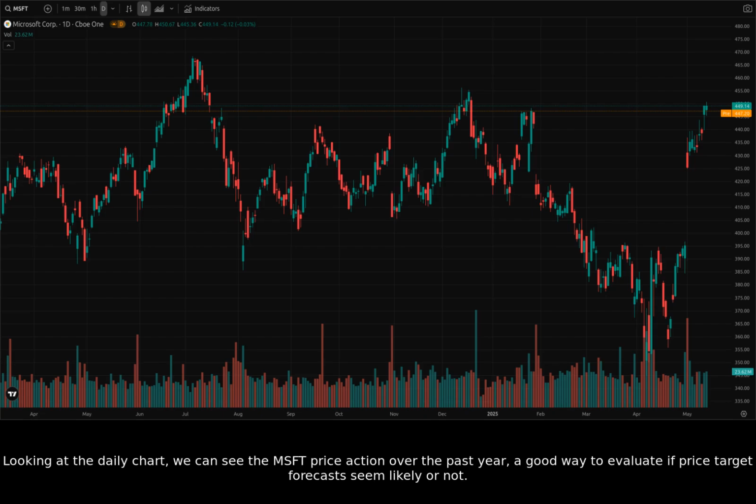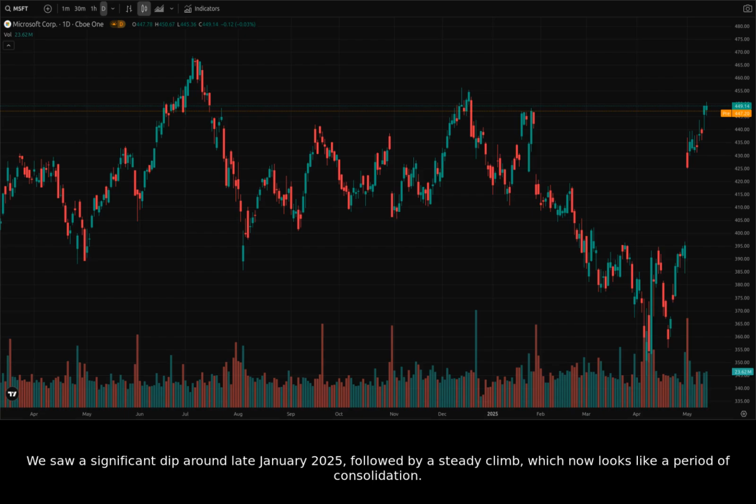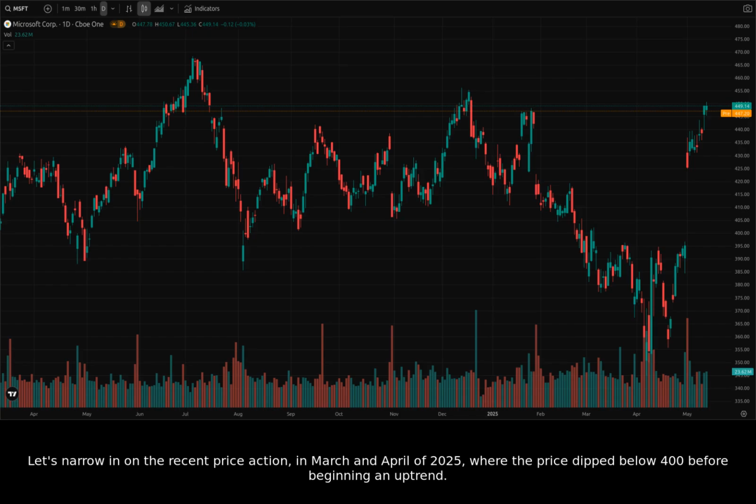Looking at the daily chart, we can see the Microsoft price action over the past year, a good way to evaluate if price target forecasts seem likely or not. We saw a significant dip around late January 2025, followed by a steady climb, which now looks like a period of consolidation. Let's narrow in on the recent price action in March and April of 2025, where the price dipped below 400 before beginning an uptrend.